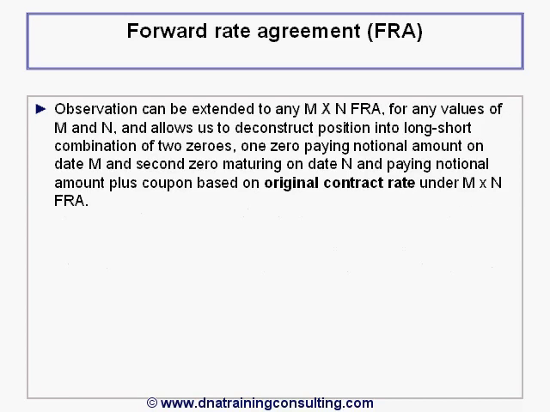Furthermore, this observation can be extended to any m by n FRA for any values of m and n, and allows us to deconstruct the position into a long-short combination of two zeros, one zero paying the notional amount on date m, and the second zero maturing on date n, and paying, as before, the notional amount plus a coupon based on the original contract rate under the m by n FRA.